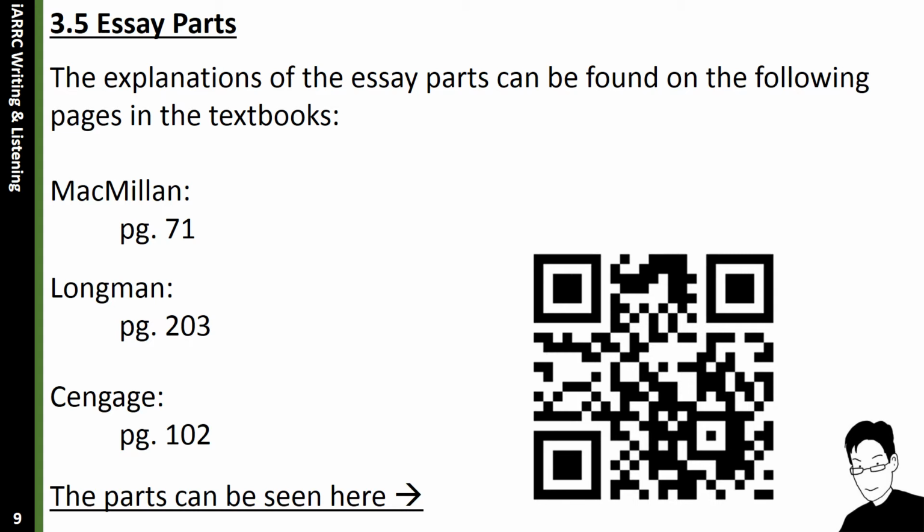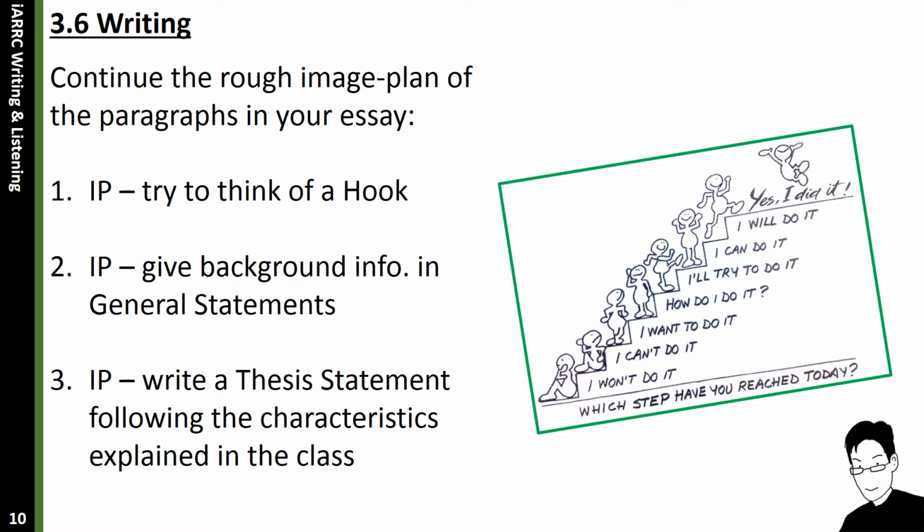When you come to write about what we've learnt in this class, continue the rough image plan of the paragraphs from Class 2. This time, focus on the introduction paragraph. Try to think of a hook, something interesting to attract the reader to your essay. Give some background information in the general statements, gradually becoming more specific. And finally, write a thesis statement following the examples and characteristics explained in the class.